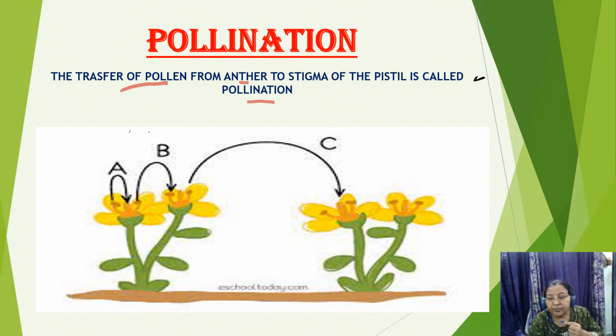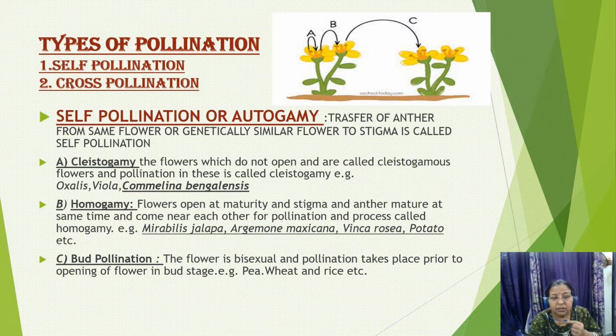So let's study what are the types of pollination. Two types of pollination: self-pollination and cross-pollination. Self-pollination is also called autogamy. Transfer of pollen from the same flower or genetically similar flower is called autogamy. Genetically similar flowers, for example, if the plants are growing in a field, the transfer of pollen from that field to the stigma is also self-pollination. Okay, so we'll study what kind of self-pollination that is.